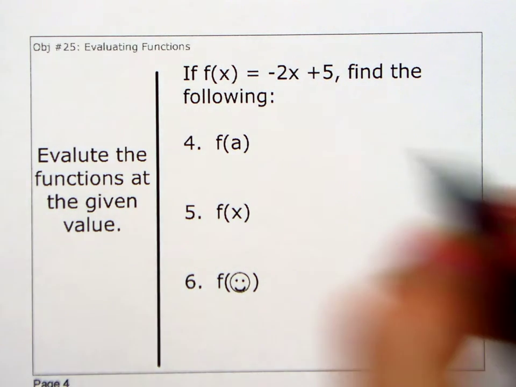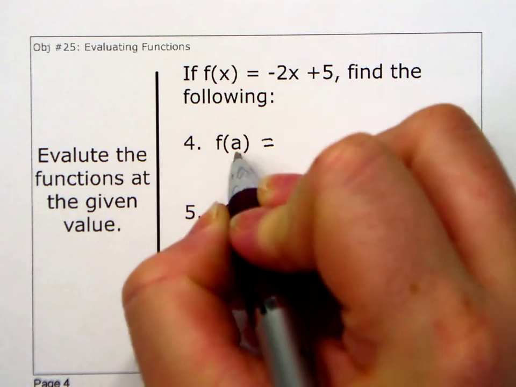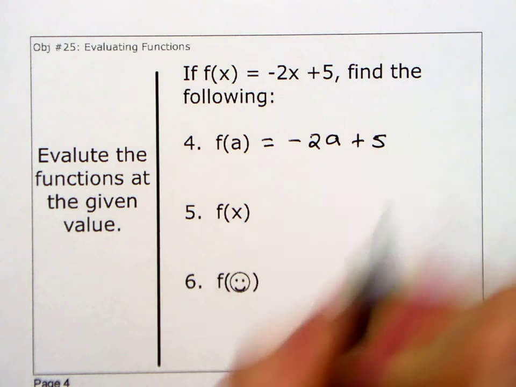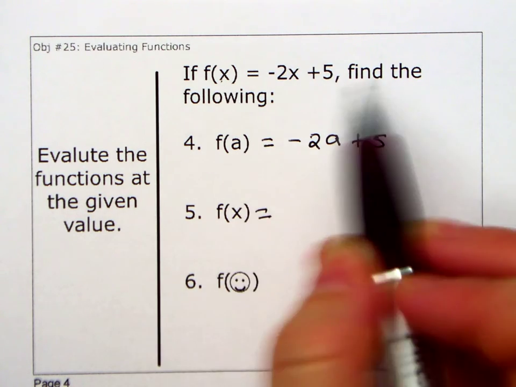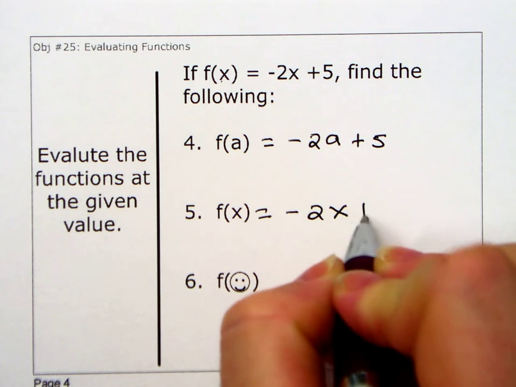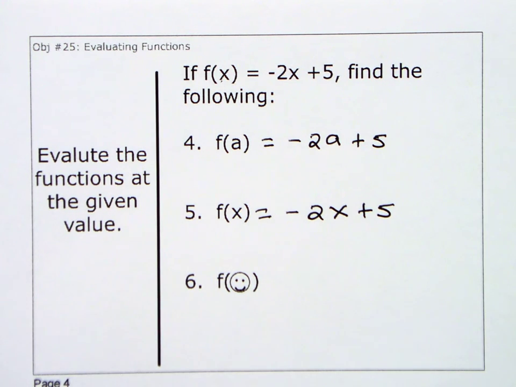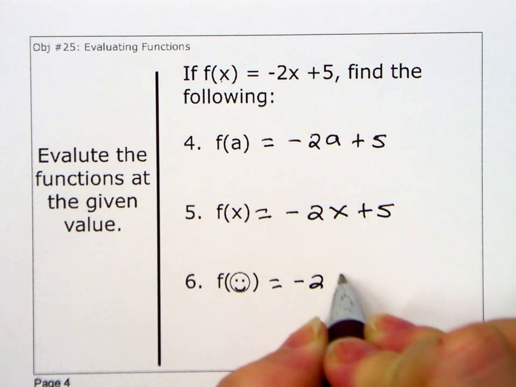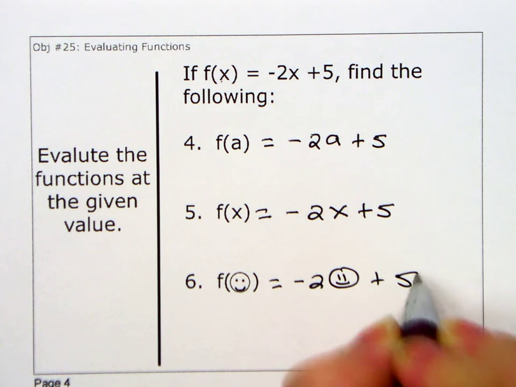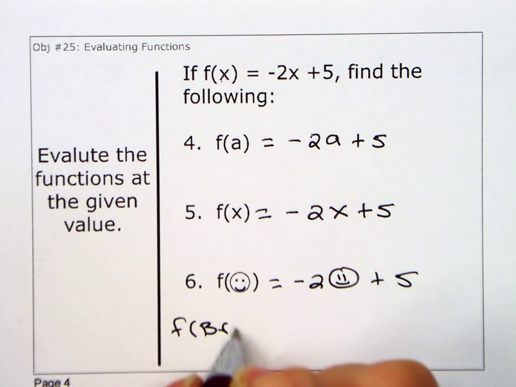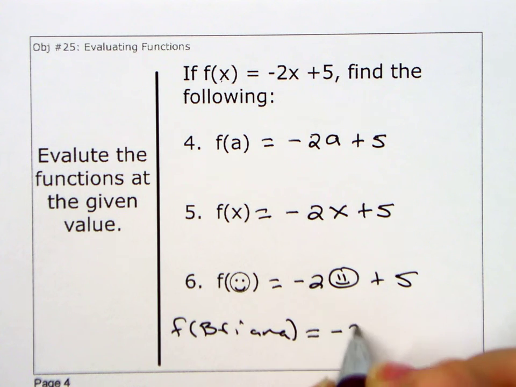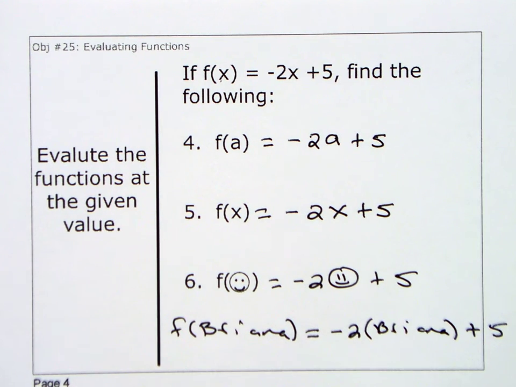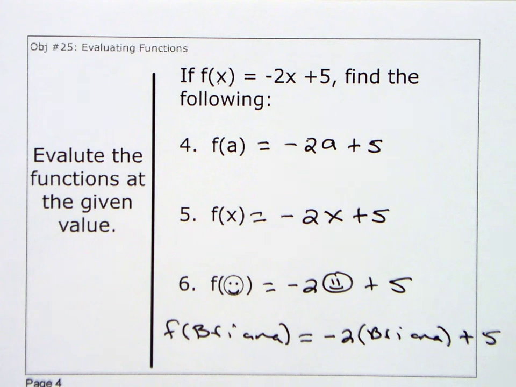Same process. Instead of x, you're just replacing x with whatever's in the parentheses. -2a plus 5. F of x, it's literally exactly the same thing. And I love number 6 because it's just kind of fun. Like, you can plug anything in you want. Instead of x, I'm just going to put a happy face. All right, if you want to find f of Brianna, -2 times Brianna plus 5. Done. Okay? So now we're going to use this so that we can get a little more difficult.